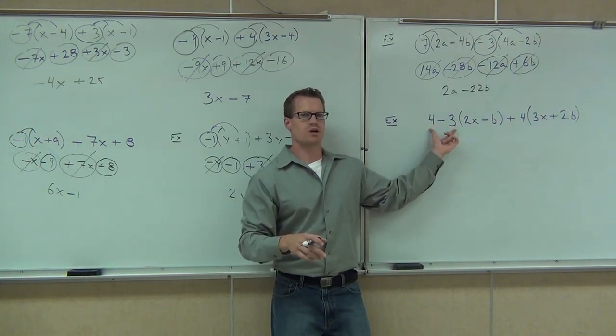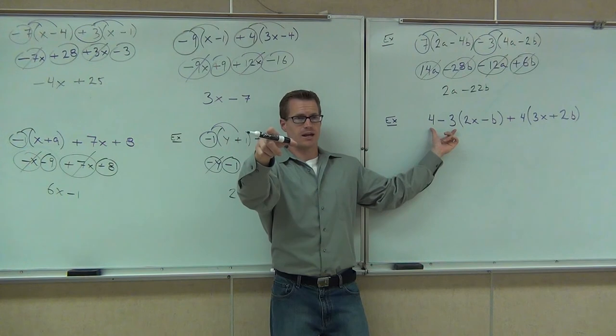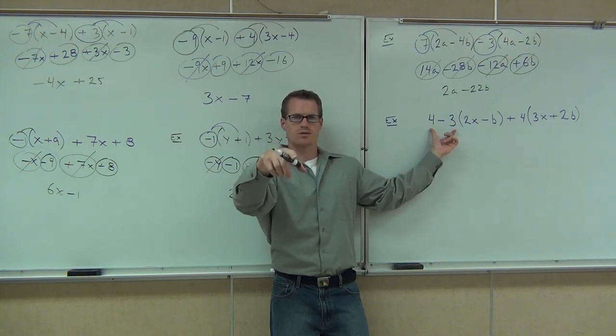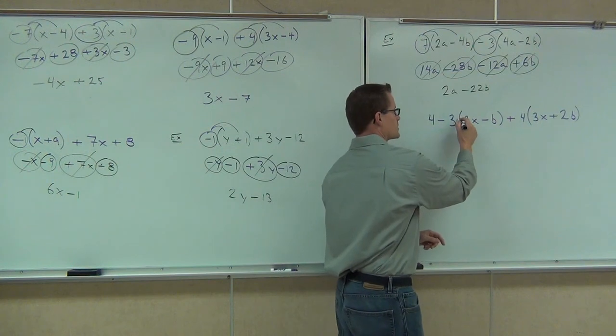What comes before subtraction? Parentheses. Well, addition if it was there. Parentheses do, first of all, very good. And how about, what else? Exponents. We have no exponents, but what else? Multiplication. Do we have any multiplication here? Yes. Do you remember that any time you have a number next to parentheses, that means multiply?